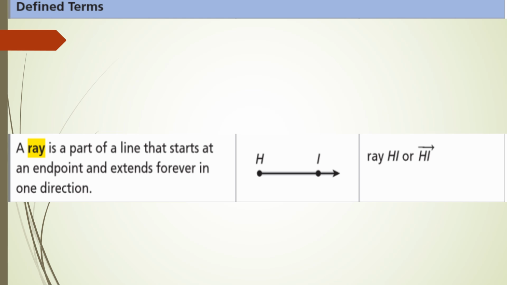A ray is also a part of a line that starts at an endpoint and extends forever in one direction. You know the starting point, when to start. So that's why it is also stated as a defined term.